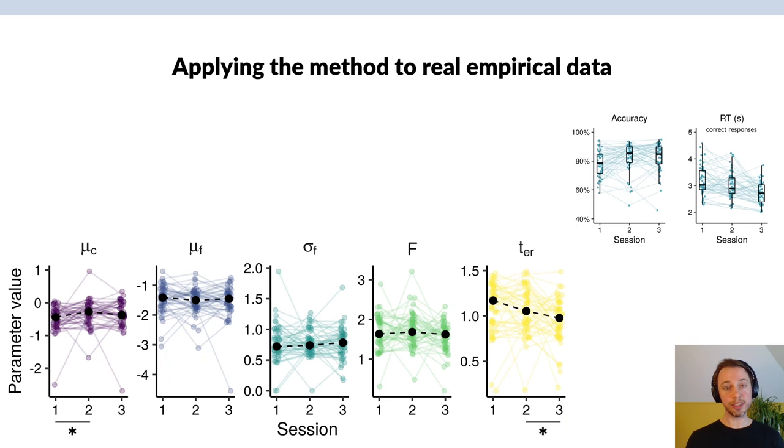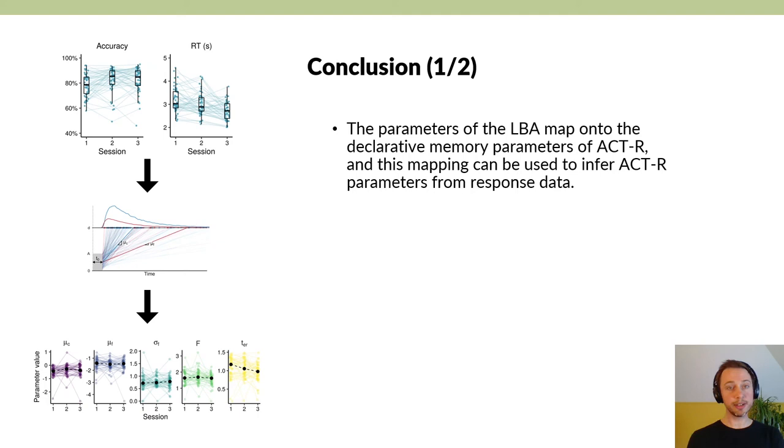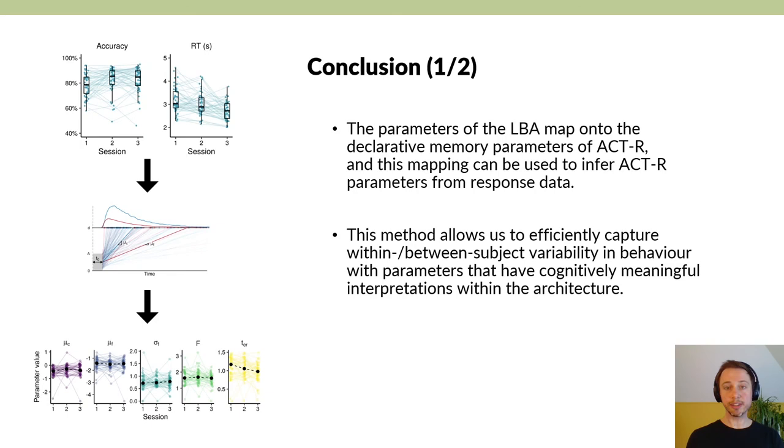So to conclude, there is a mapping between the parameters of the LBA and the declarative memory parameters of ACT-R, and we can use this mapping to infer individualized ACT-R parameter estimates from response data. What's nice is that we can infer these parameters from an entire response time distribution rather than just averages, and we don't need to resort to computationally expensive grid search methods to find them. It's also nice that these parameters already have a meaningful interpretation within the wider context of the architecture, which means that, for example, we can use them to make individually tailored recommendations or assessments, or even predictions of behavior on related cognitive tasks.